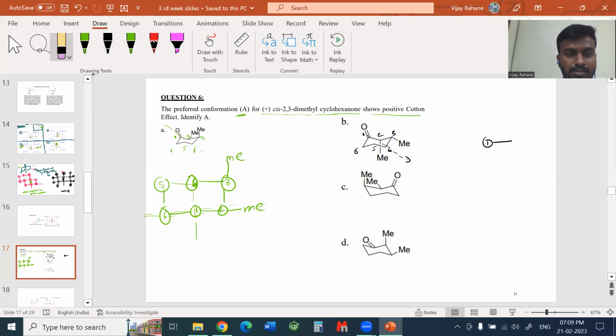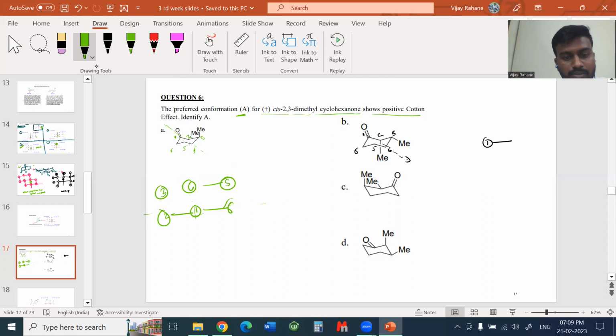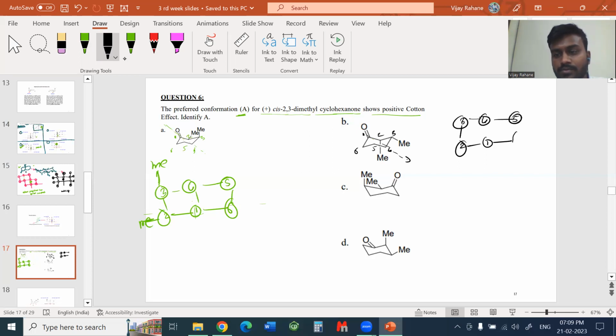Sorry, here I made a mistake. Since we are looking from the back side, we'll see this methyl 2, 3, 4, 5, 6, like this, right? And methyl attached here and here. Similarly for this one, the P molecule, left side 2, 3, 4, 5, and 6.